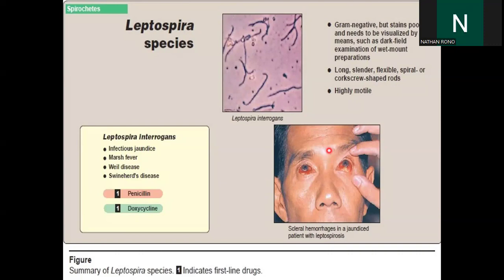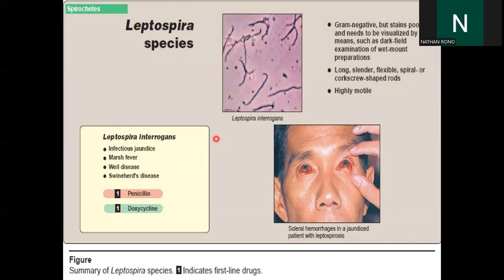So at first, you're going to have flu-like symptoms. Then after that, you're going to have muscle pain. So here is the marsh fever. Then as it progresses, you're going to have jaundice. Jaundice is the yellowness of the eyes. Normally it's yellowness of the eyes and the palms. That is what we call jaundice or icterus.